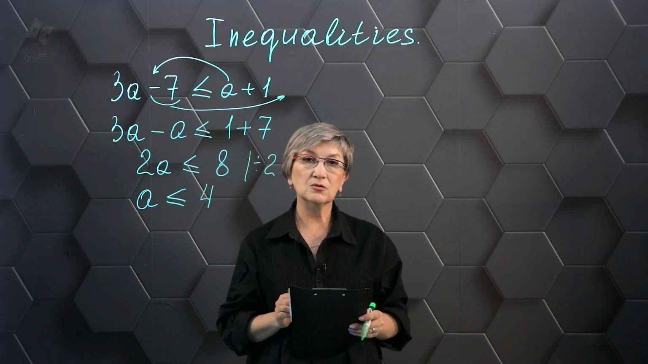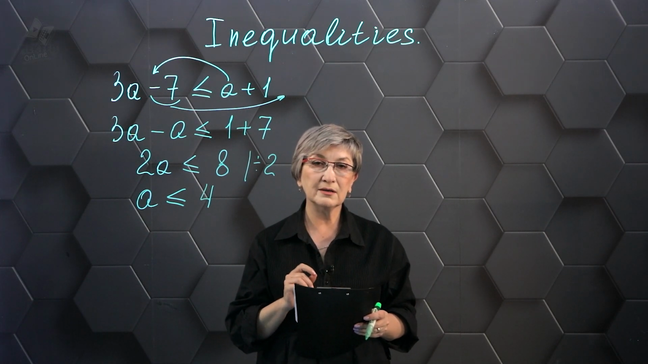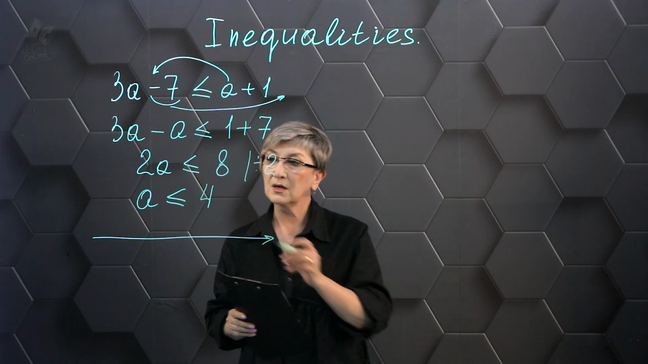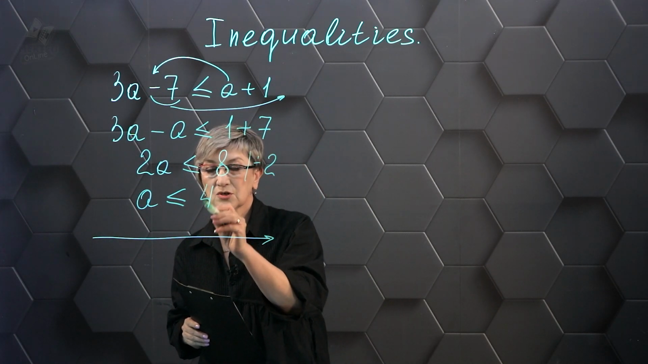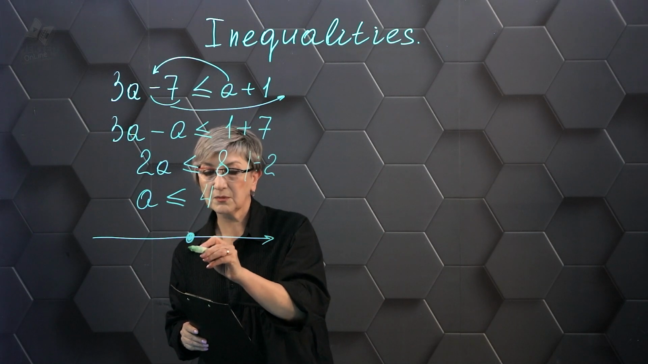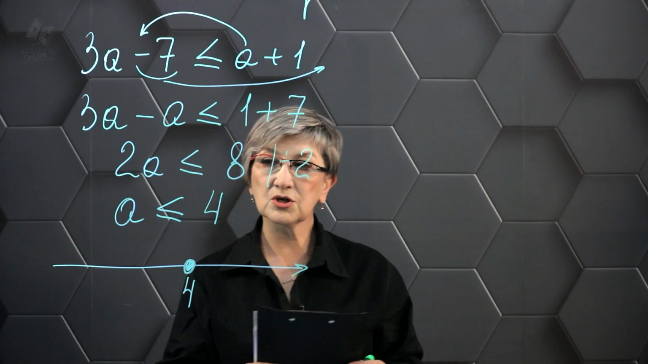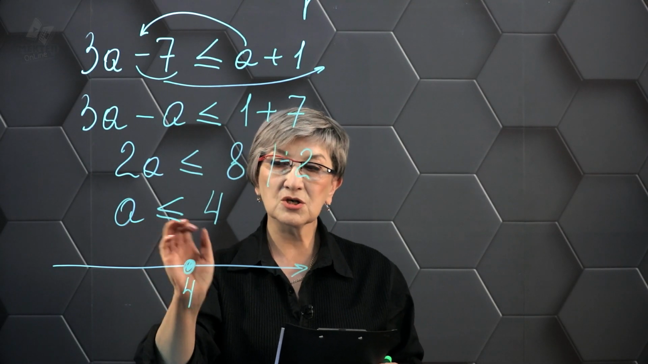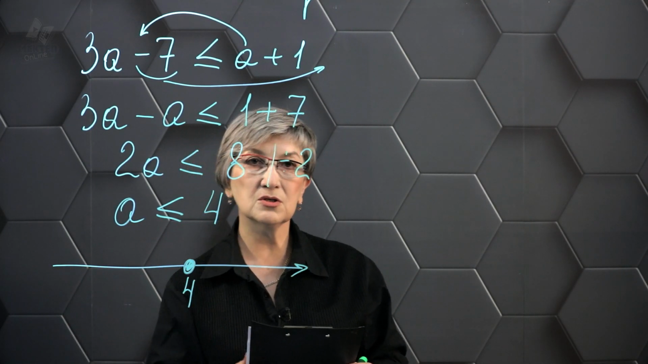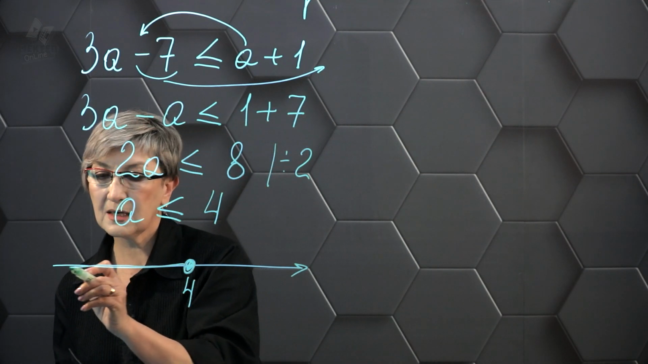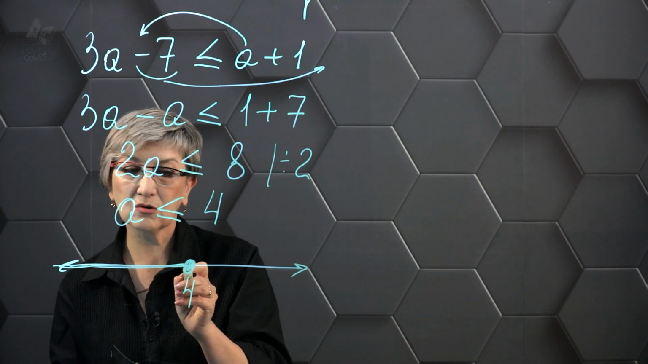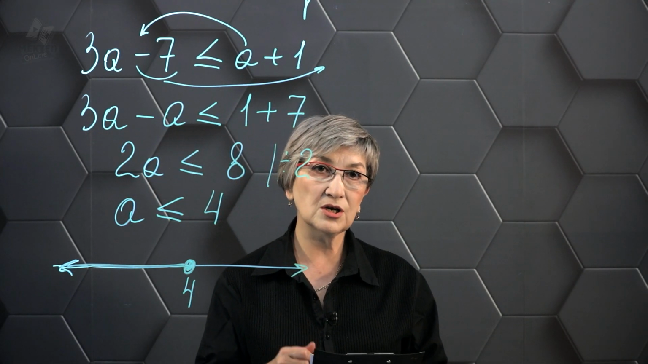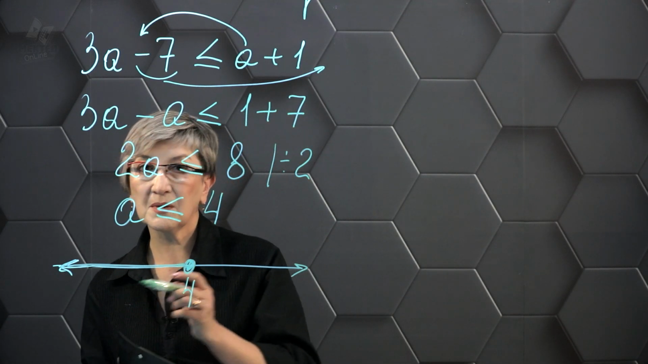This is the answer written as a numerical inequality. We can show this answer on a coordinate line. We label the number 4 on the line as a shaded dot because the sign is not strict. And since we have a smaller sign, we go to the left of the number 4. Then we show that all numbers to the left of the number 4 are the solution to our inequality. Now write the answer as an interval, going from left to right.